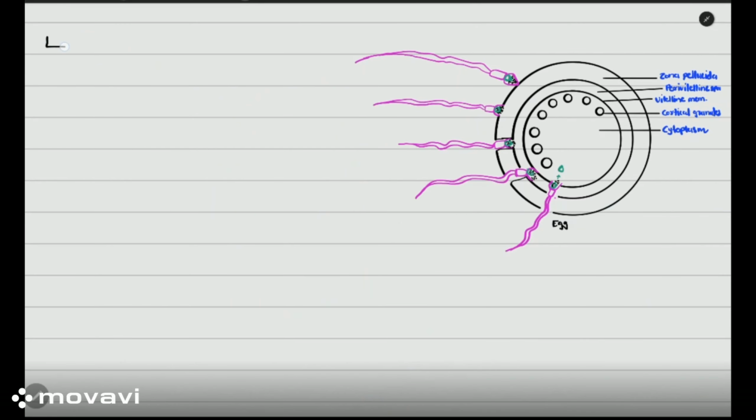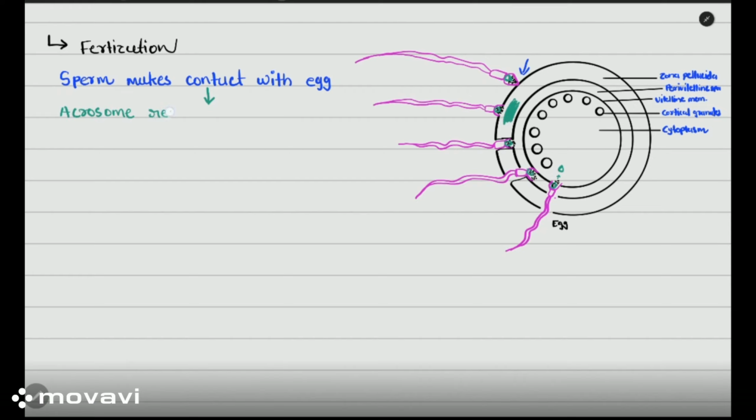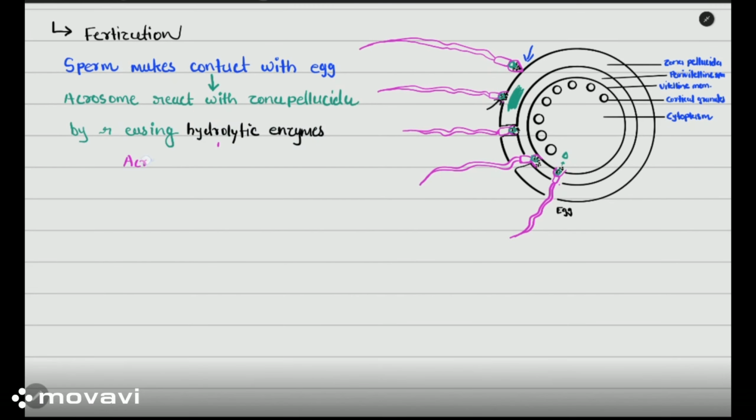Before we move forward, let's revise the whole process in detail. Primarily, the sperm comes to the egg and makes contact with the outer layer of the egg, which is the zona pellucida, and we know that the sperm has an acrosome present in its head region. As the head of the sperm makes contact with the zona pellucida, hydrolytic enzymes are released from the acrosome of the sperm and react with the zona pellucida. As these hydrolytic enzymes are released from the acrosome, the zona pellucida starts breaking down and the sperm tries to enter inside the egg, and this reaction is called the acrosome reaction.